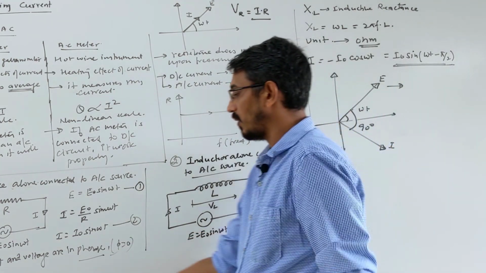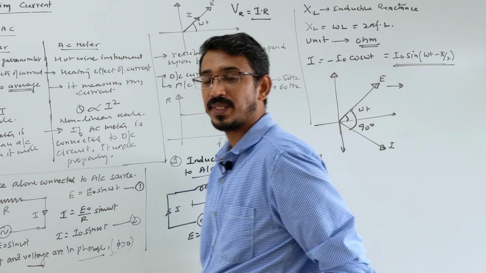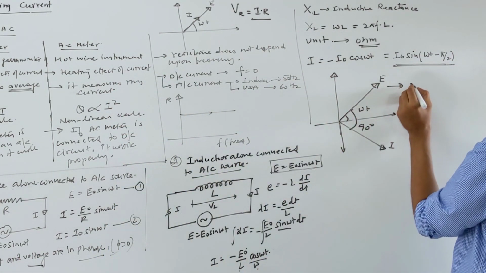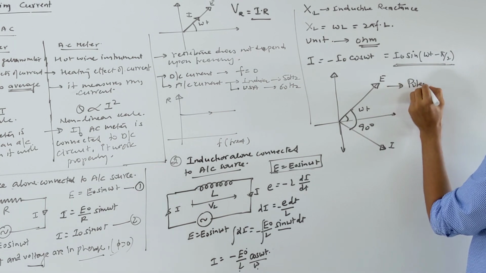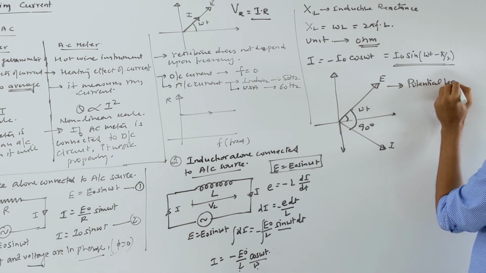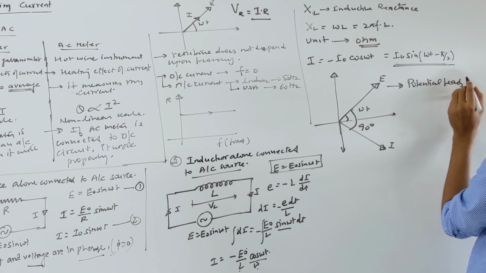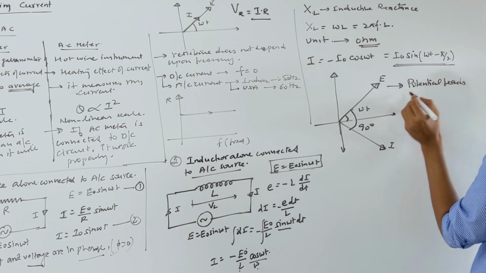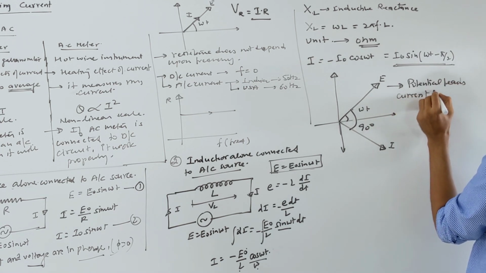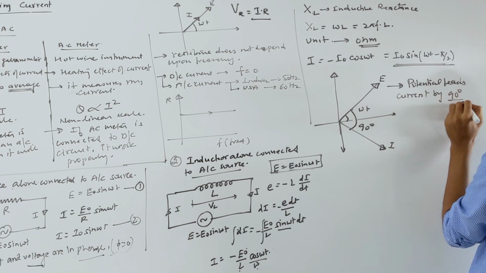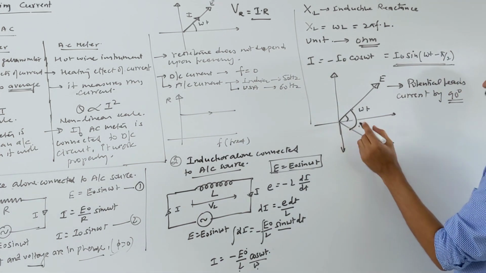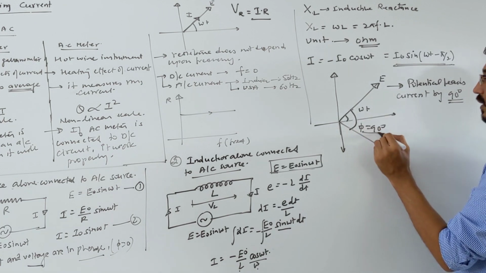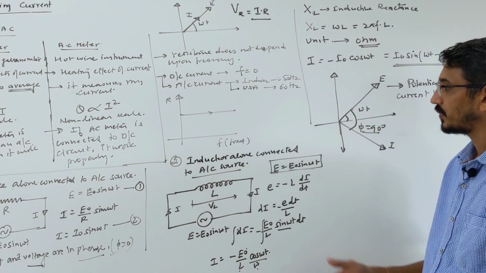Here in this case, current and potential are both in phase, but here you see that voltage or potential leads current by 90 degrees. So there is a phase difference. How much phase difference? That phi we are calling here, phi is 90 degrees. So this is a pure inductor.